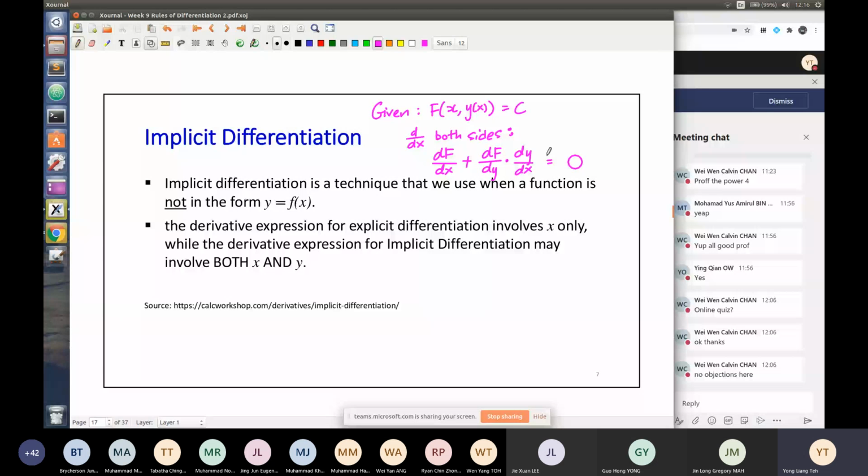So in a nutshell, when you see x and you want to differentiate it, differentiate normally. Don't worry about that. But whenever you see a y term, you differentiate that function of y with respect to y, you just throw a dy dx on one side. So let me give you an example here.